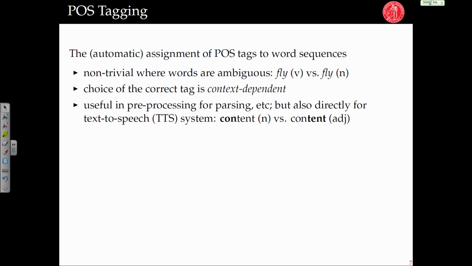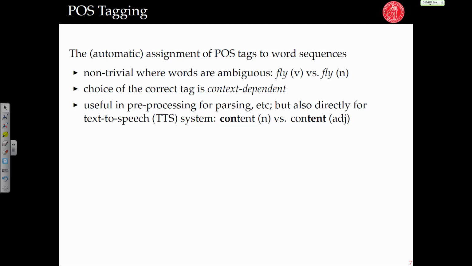The task itself, part of speech tagging, is useful for several applications. So one thing is we can use it for pre-processing for parsing, which we will look at in the following lectures. So assigning syntactic trees to sentences. But it's also directly applicable to things like text-to-speech systems, things that read out text. So a system that reads out a text makes speech.